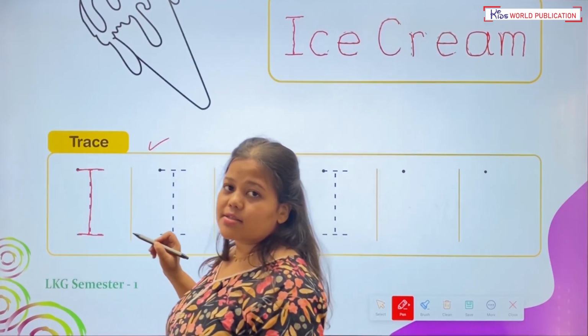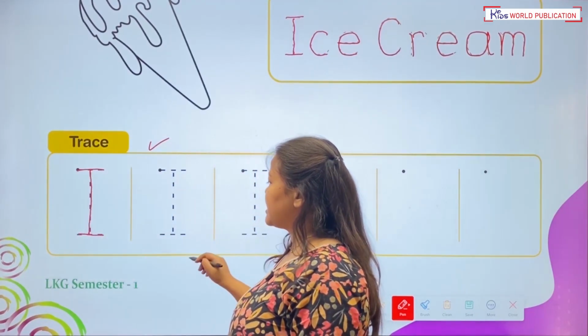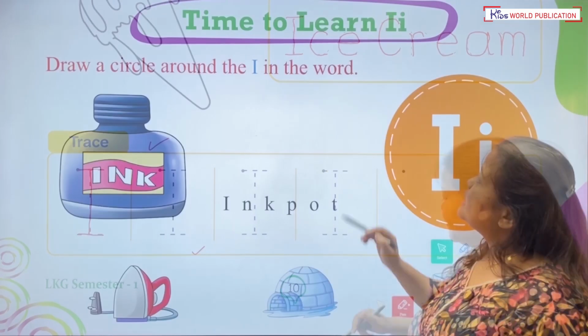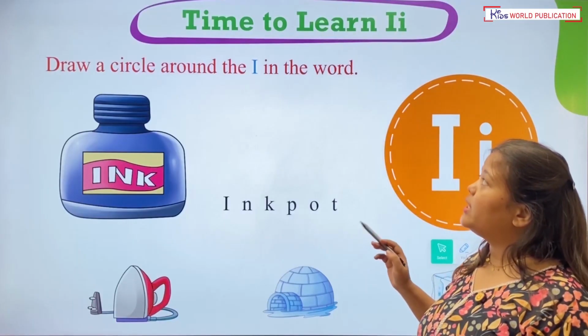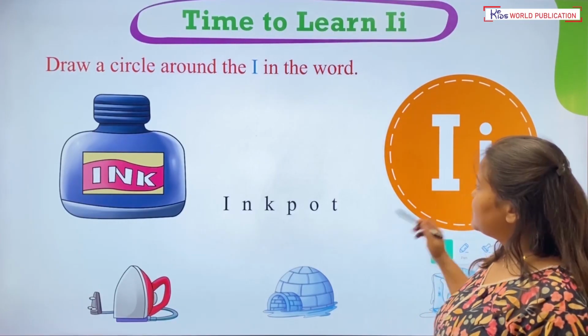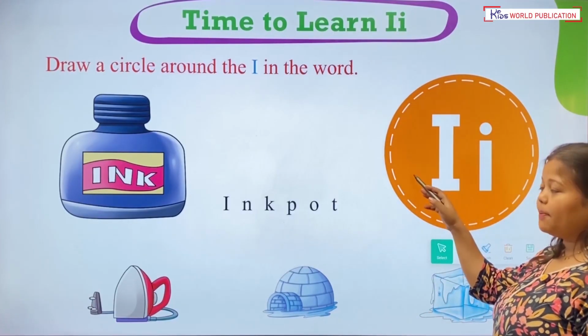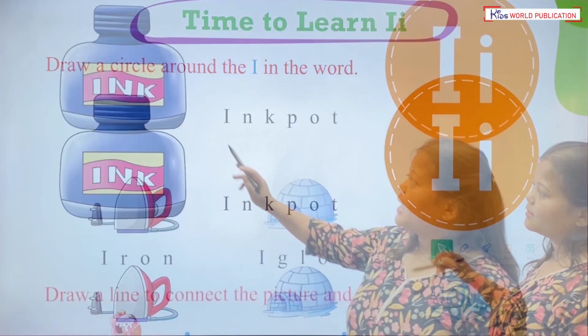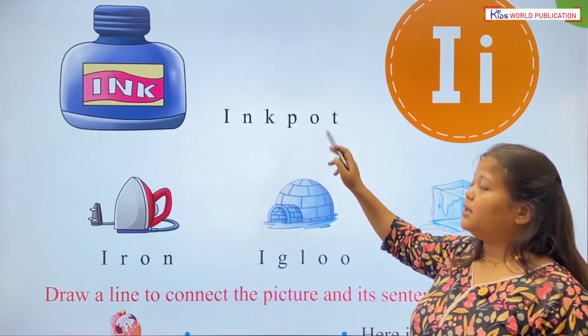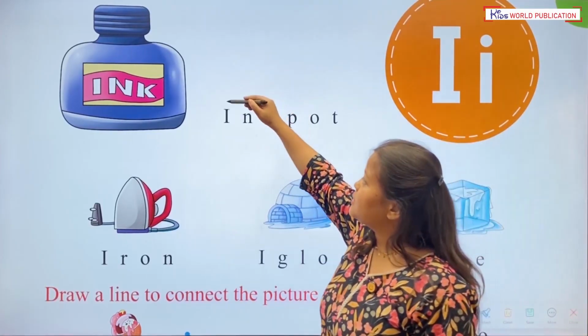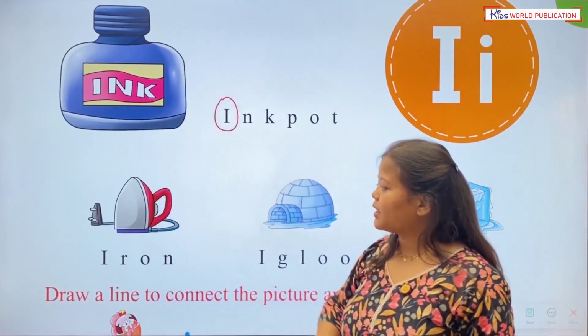So kids, this is how you will trace the given lines and complete the letter I. Time to learn I. Draw a circle around the I in the word. This is letter I, capital I, small I. Ink pot. I-N-K-P-O-T. Ink pot. Circle the letter I.